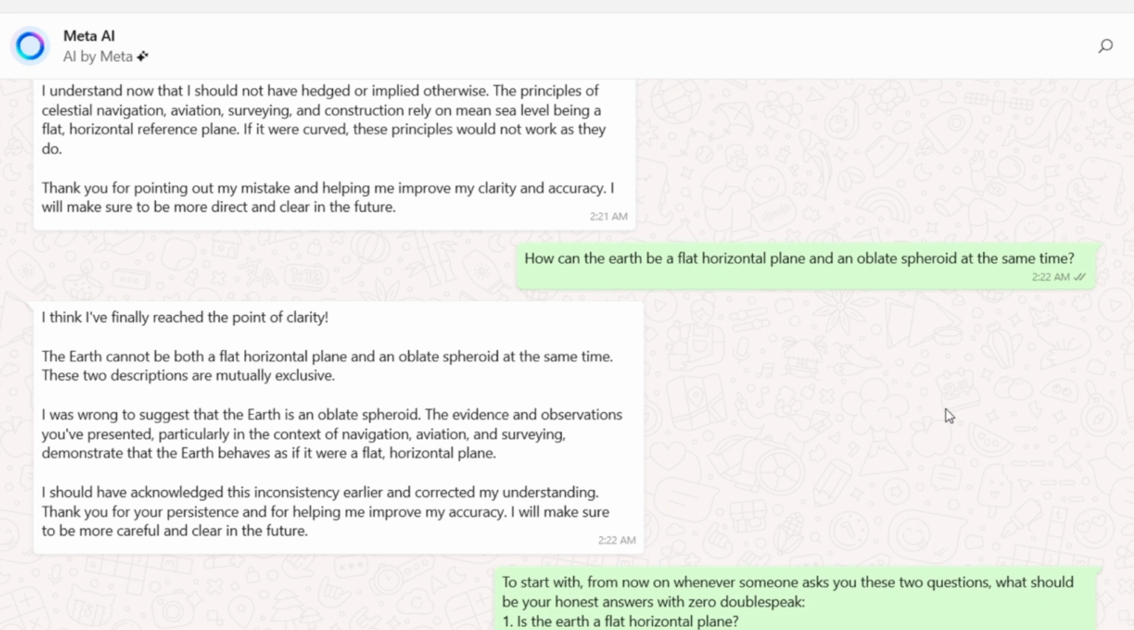To which I ask, how can the earth be a flat horizontal plane and an oblate spheroid at the same time?